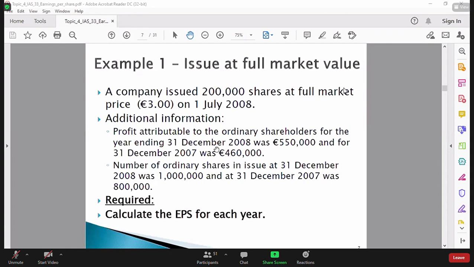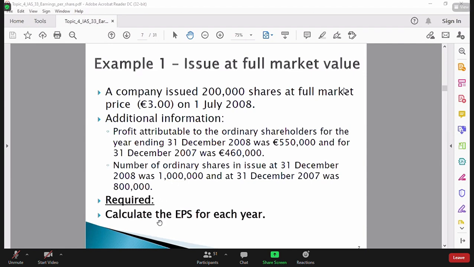The number of ordinary shares in issue at 31st December 2008 was 1 million. So for 2008, we are talking about the number of shares: as at 31st December 2008, you have 1 million, and as at 31st December 2007, you have 800,000. Meaning there is an increase in the year 2008, from 800,000 to 1 million during the year.